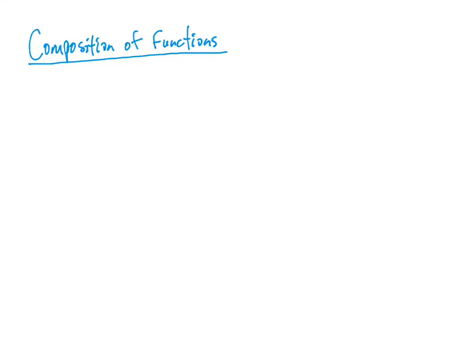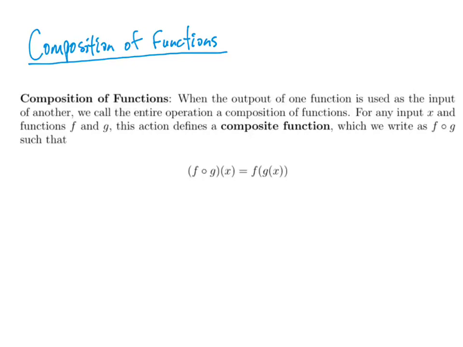In this video, we'll be going over the composition of functions. So here's a definition. When the output of one function is used as the input of another, we call the entire operation a composition of functions. For any input x and functions f and g, this action defines a composite function, which we write as f circle g, such that this.